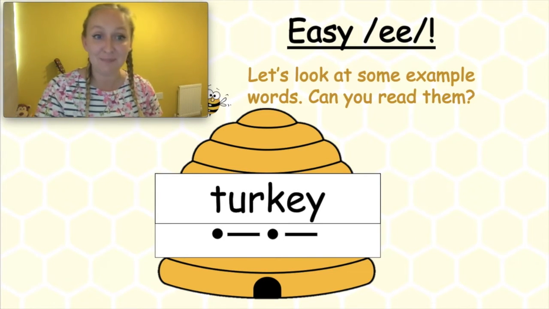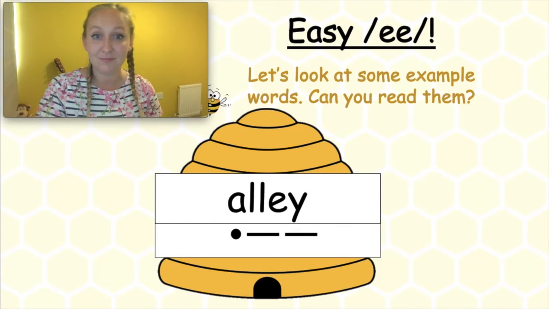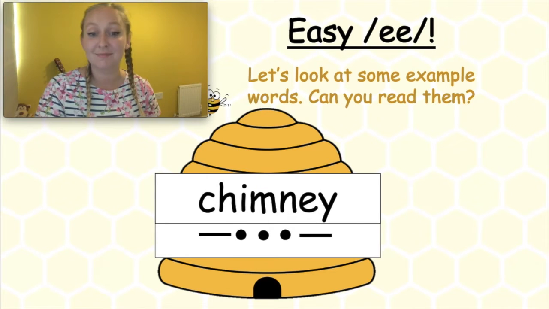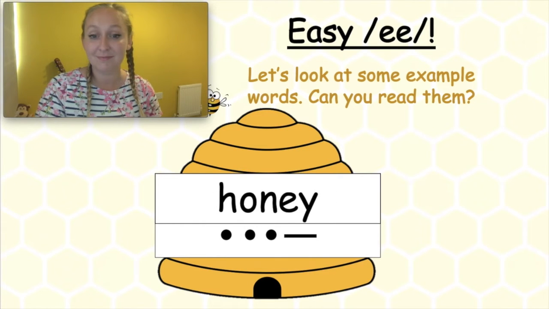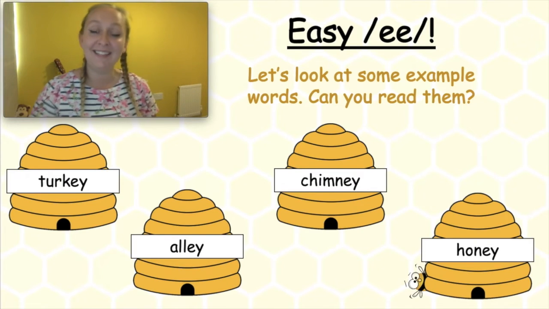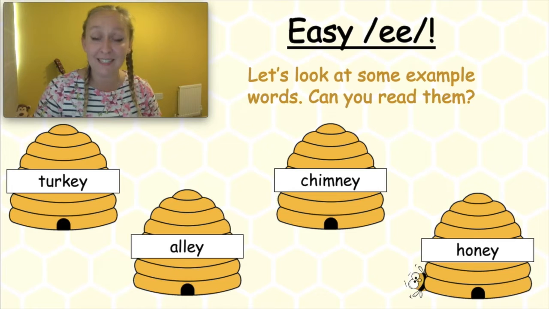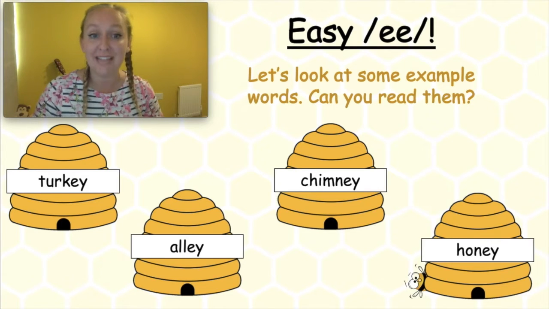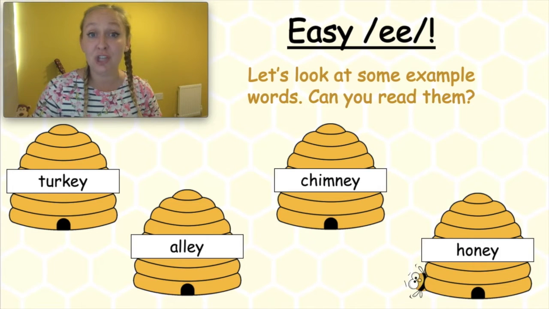Okay, let's go to the next one. And there you go. Did you get them all right? Let's check. You should have said turkey, alley, chimney, and honey. Well done you if you got all of those right.